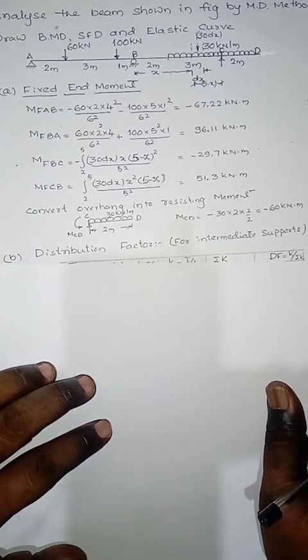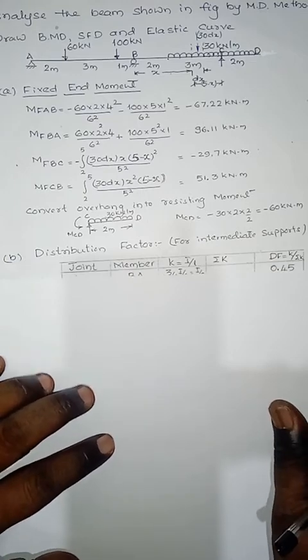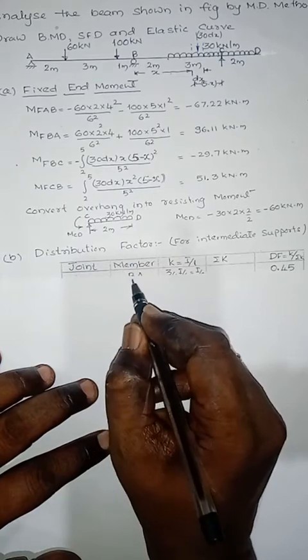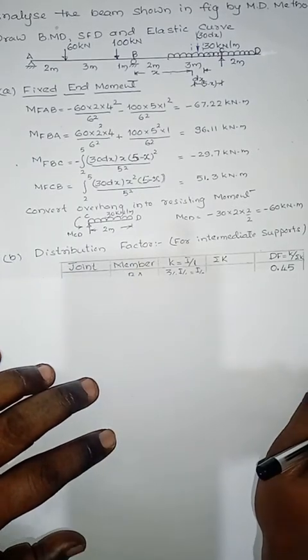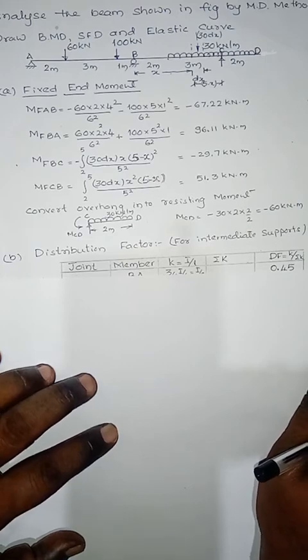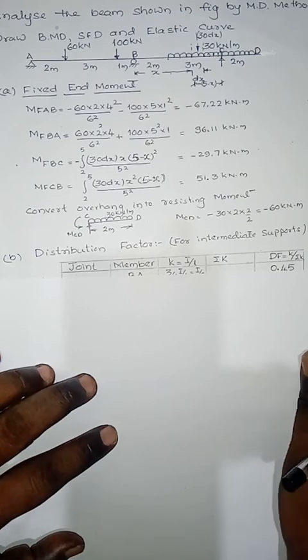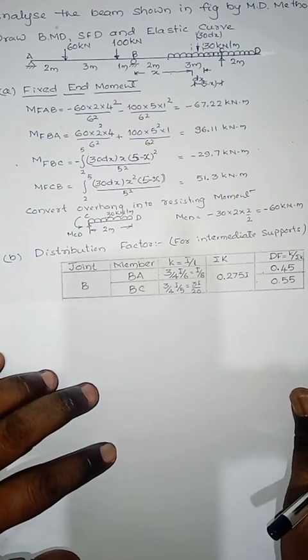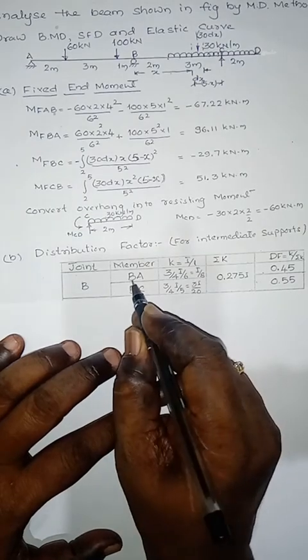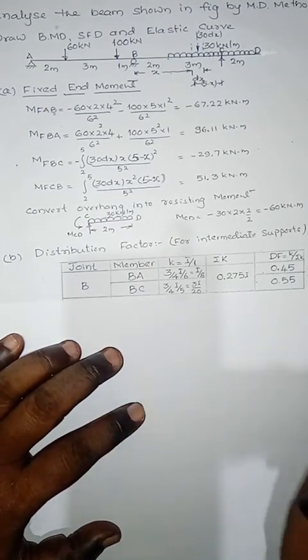Distribution factor for the intermediate joints only. Here first we have to identify the joint members. At B, two members are connected, one is BA, one is BC. Similarly at C, two members are connected, one is CB and another one is CD.